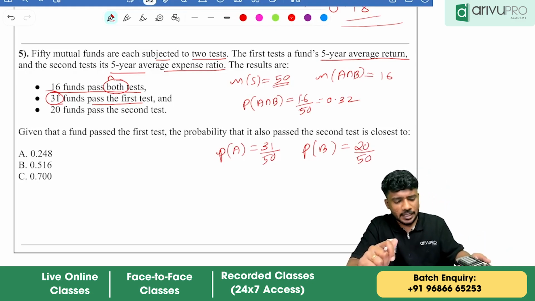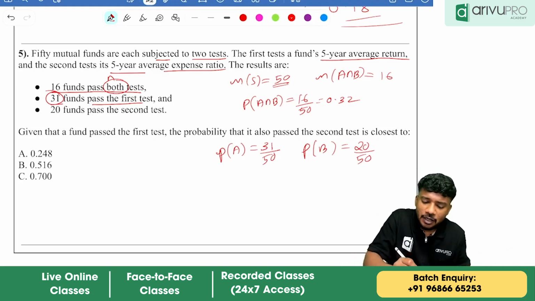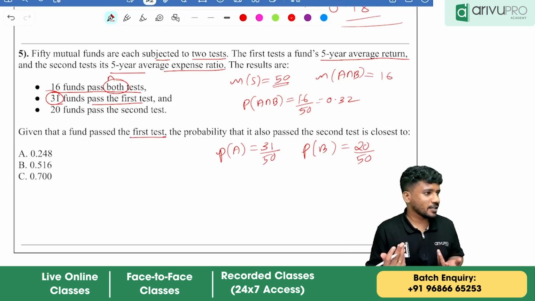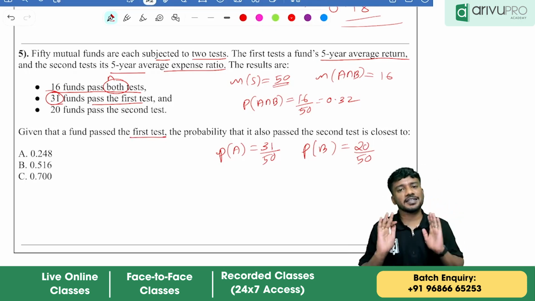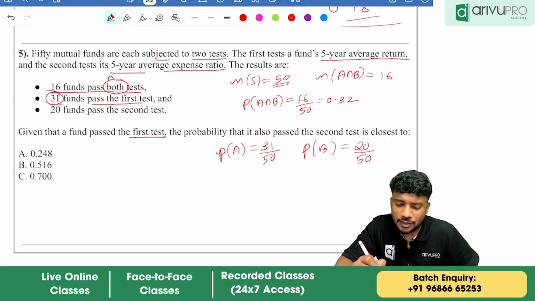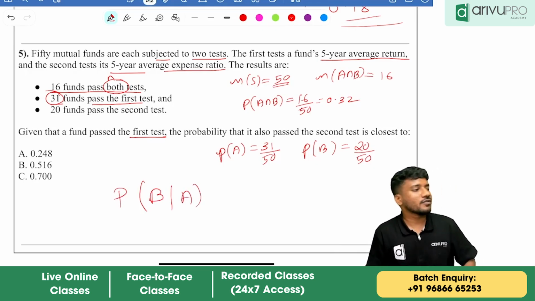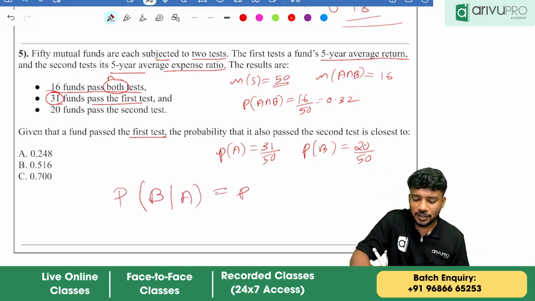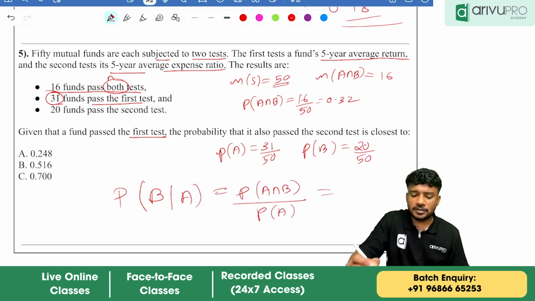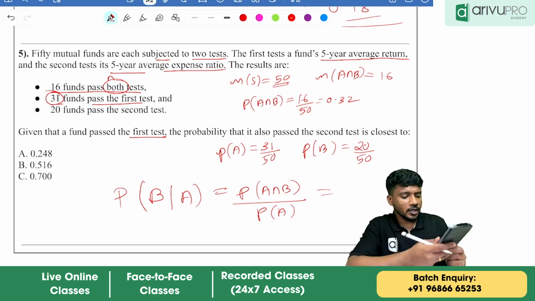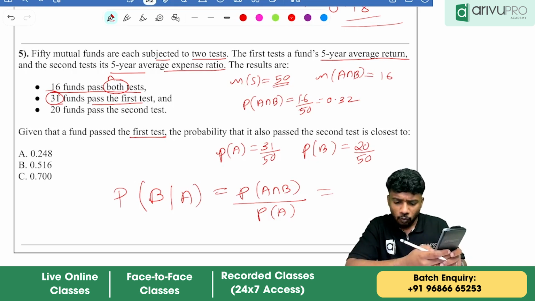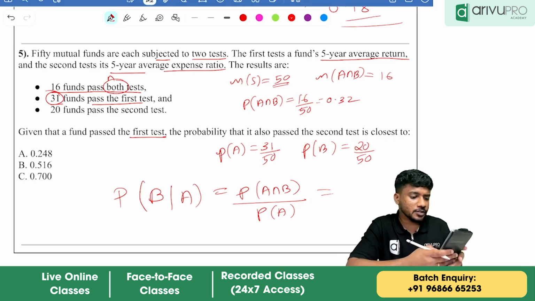Now the question is, given that a fund passed the first test, what is the probability that it also passed the second test? What is given is passing the first test. So we need to find the probability of passing the second test given that it passed the first test. What is the formula? That is very easy: P of A intersection B divided by P of A. We have the answers stored, so recall 1 divided by recall 2. You will get the answer. How much is the answer you are getting?